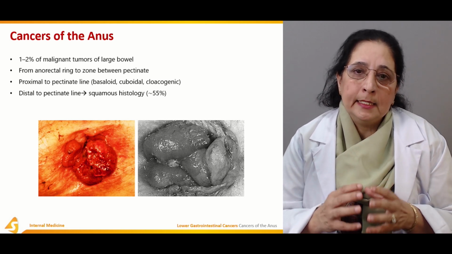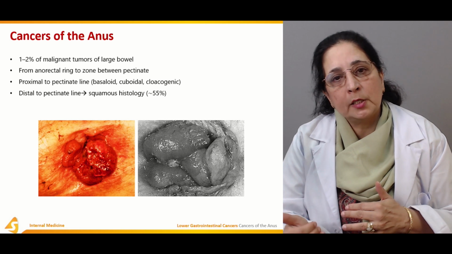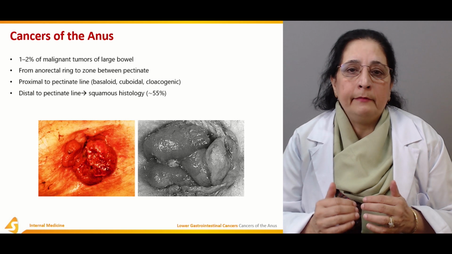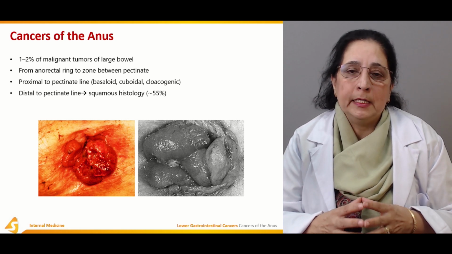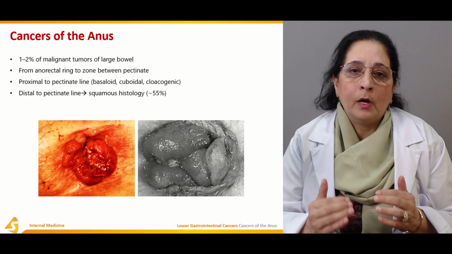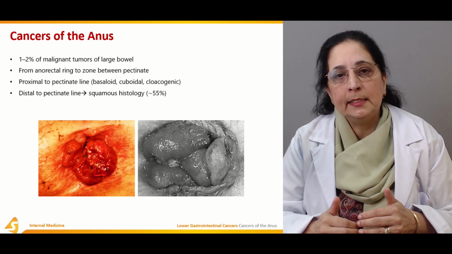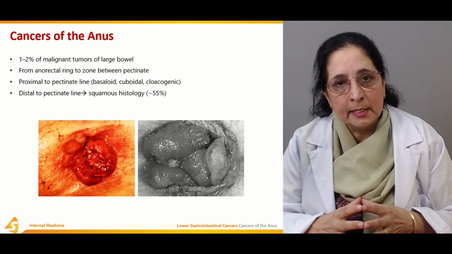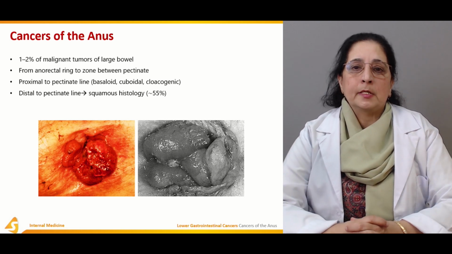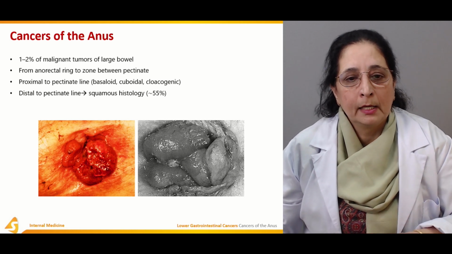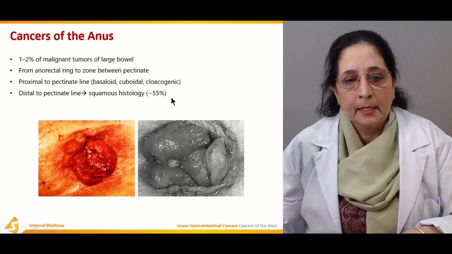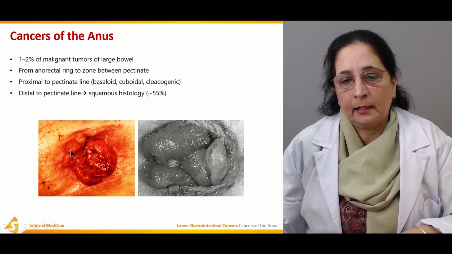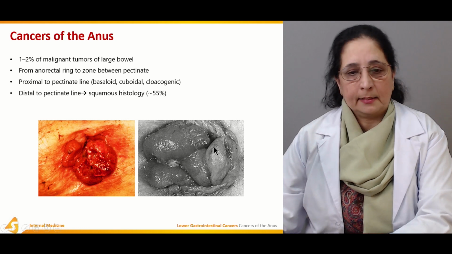So far the incidence is only 1 to 2% of all the cancers of the large bowel, and then we have 55% of these anal cancer are the one which is distal to the pectinate line, so in the lower portion, and they are squamous in type. These are the pictures of the growth coming from the anal canal, and you can see these are the cancers.